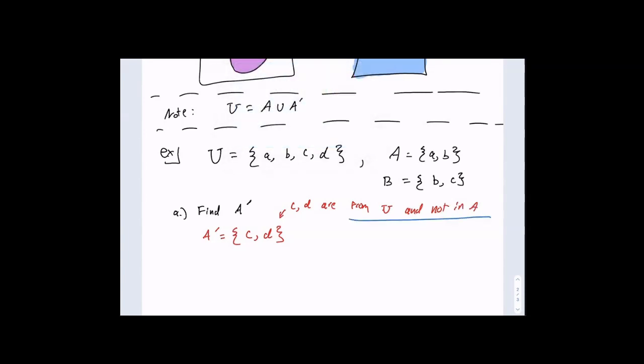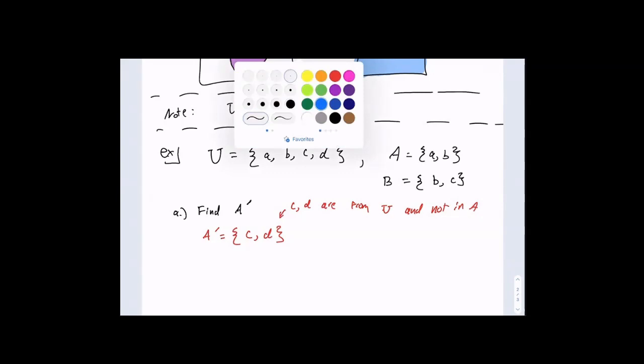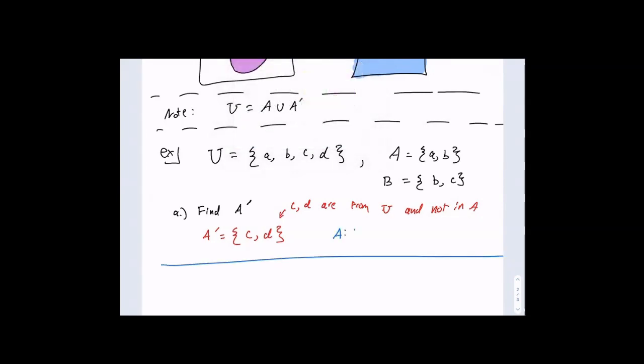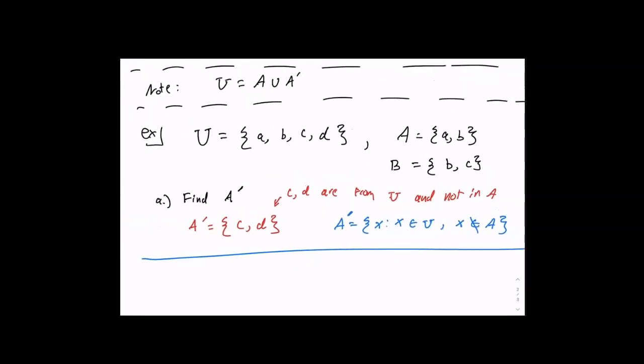Something to note as well, A prime is defined as X such that X is in the universal set and X is not in A. So I could have written A prime like that: everything that is in the universal set but is not in A. That's the symbol for an element, but crossing it out means not an element of A.